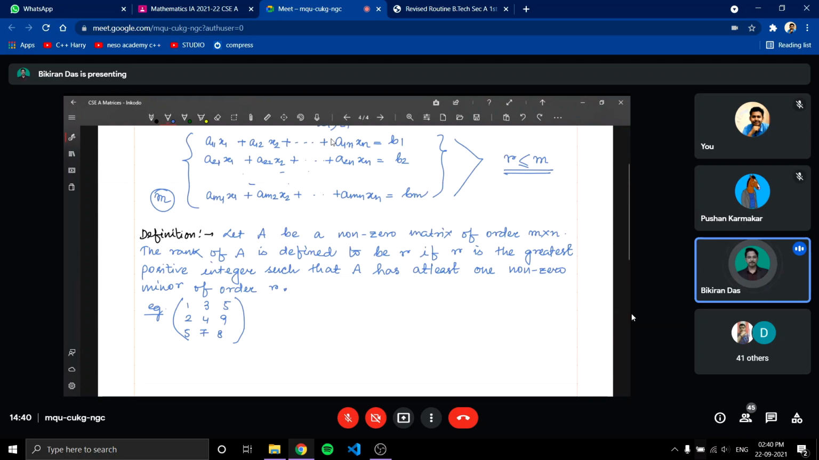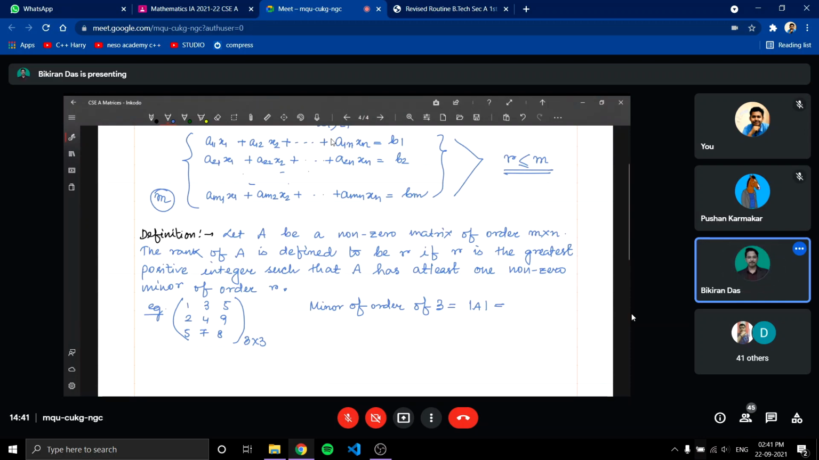So we will be finding minors of all possible orders. Now what is the order of this matrix? 3 cross 3. So first we will check the minor of order 3 of this matrix, which is nothing but the determinant itself. And we will check whether it is zero or non-zero. If it is non-zero, then the rank of the matrix will be 3. If it is 0, we will move to the next order. So let us first check.